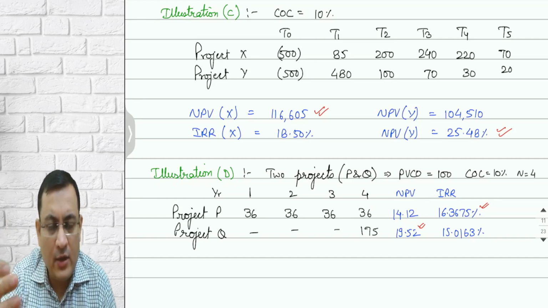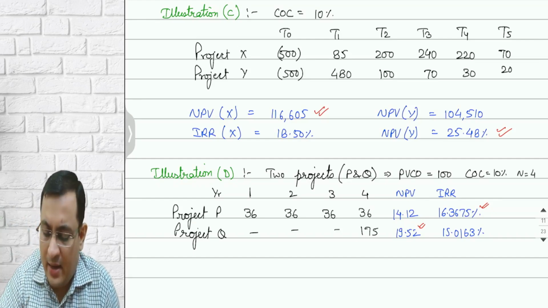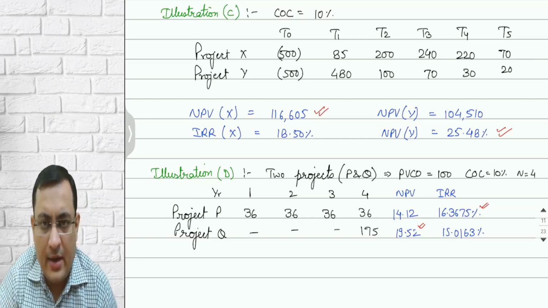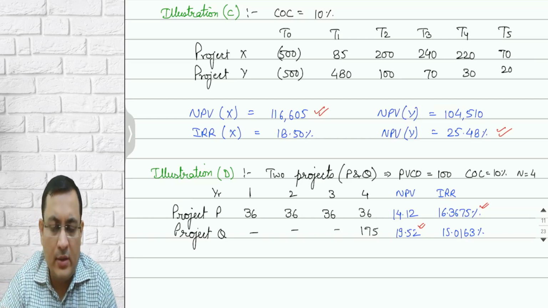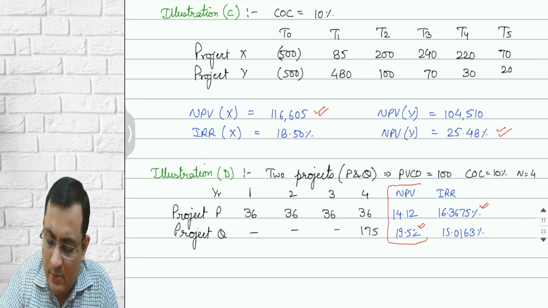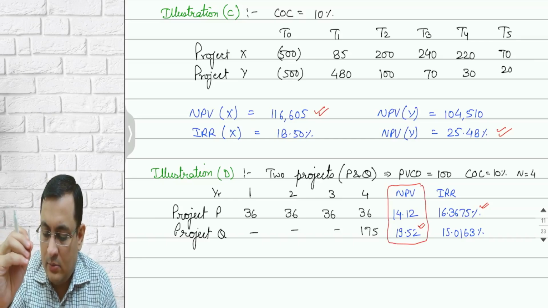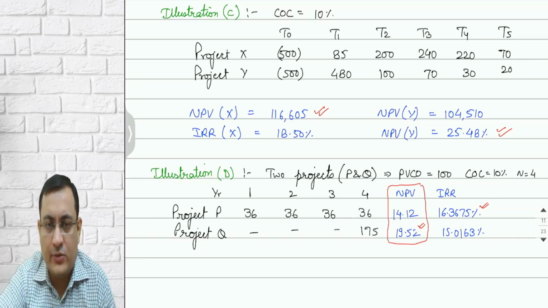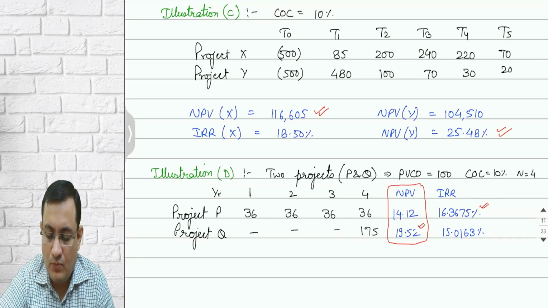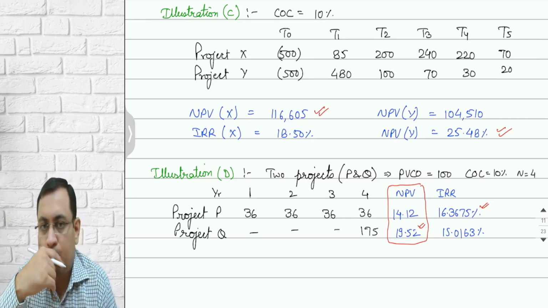If COC is not there, IRR, still IRR we can calculate. So we are having IRR of 16.3675, IRR of 14.0163. We are not having NPV now. This data we will not be able to calculate without the information of COC. IRR is possible. Assuming that COC is 0, required rate of return is 0. Assuming.